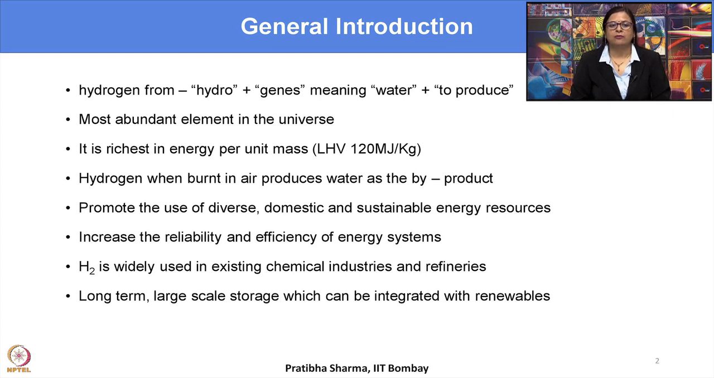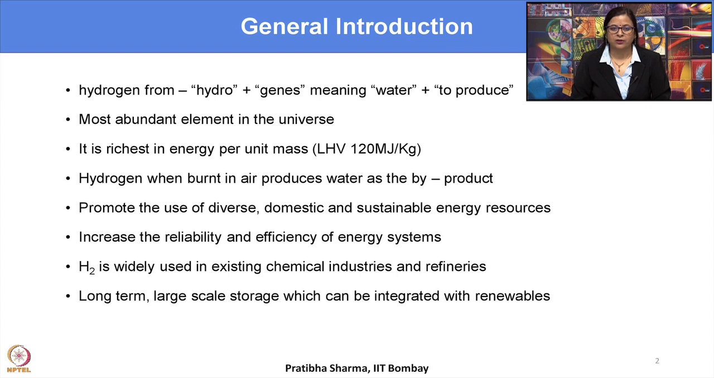Hydrogen is a versatile fuel. It can be produced from a wide variety of sources. It can be produced from whatever local feedstock is available, and thus it can promote use of diverse domestic and sustainable energy resources. With the local feedstock available, we can produce hydrogen and then utilize it for various applications, and thus we can reduce our dependence on fossil fuels and on the imports of fossil fuel.